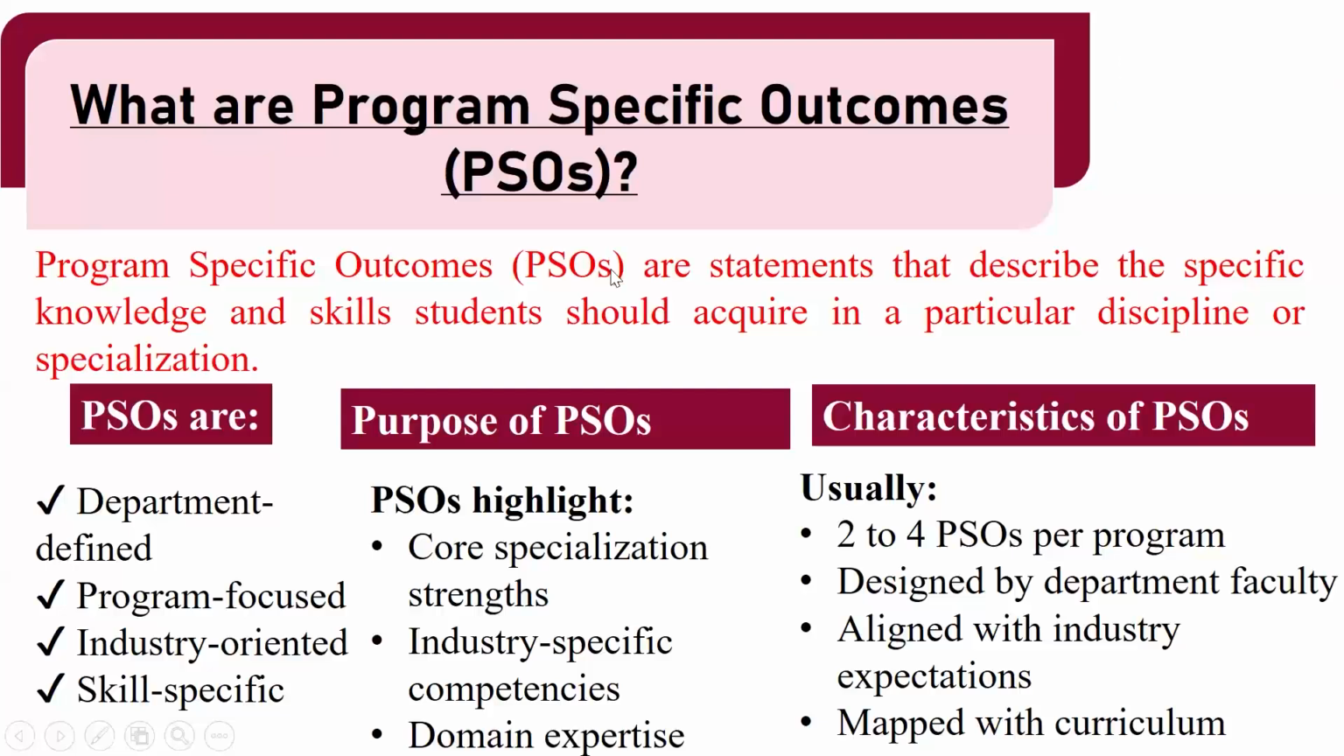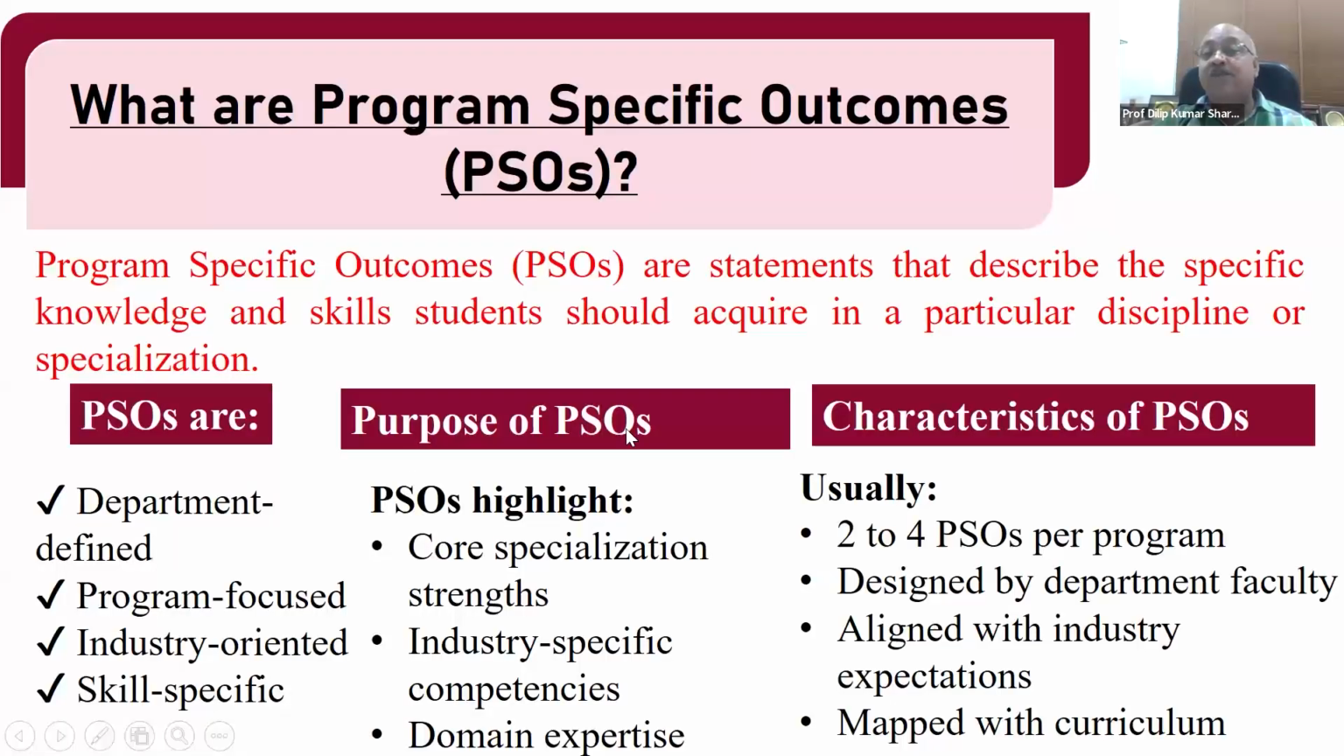Program specific outcomes are statements that describe the specific knowledge and skill students should acquire in a particular discipline or specialization. That is called the program specific outcome. So PSOs are department defined, please remember. Every department is going to have its program specific outcome. It is program focused. It is industry oriented. This must be skill specific.